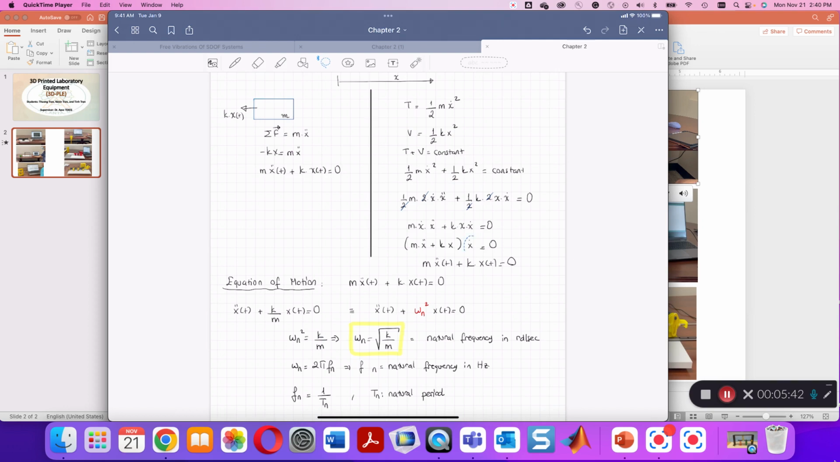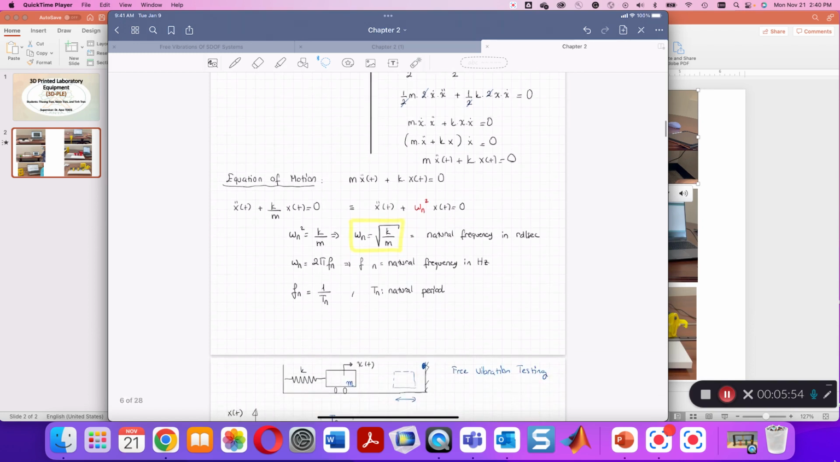Because the velocity is not expected to be 0, we assume that mass times acceleration plus k times x should be equal to 0 from this equation. As you see, we derive the same equation. So, okay, we get to the equation of motion.